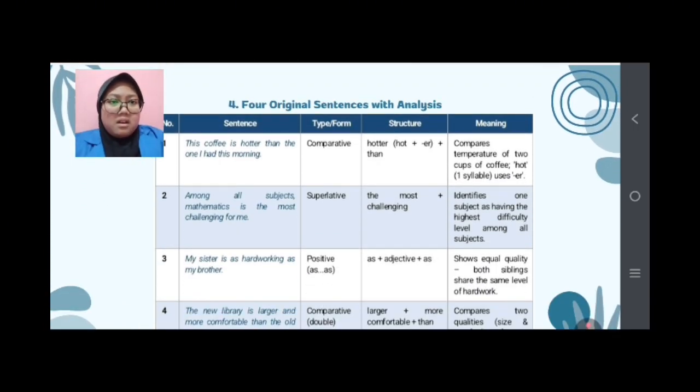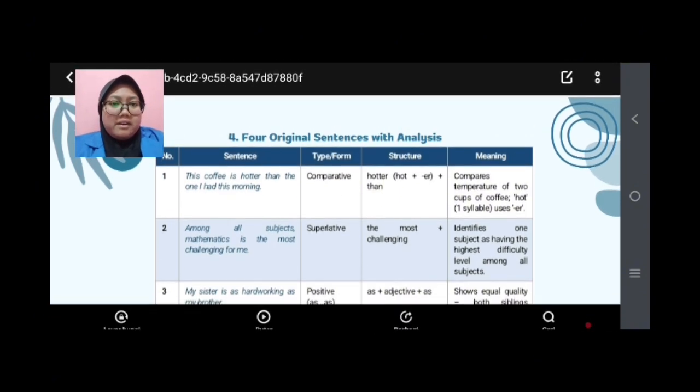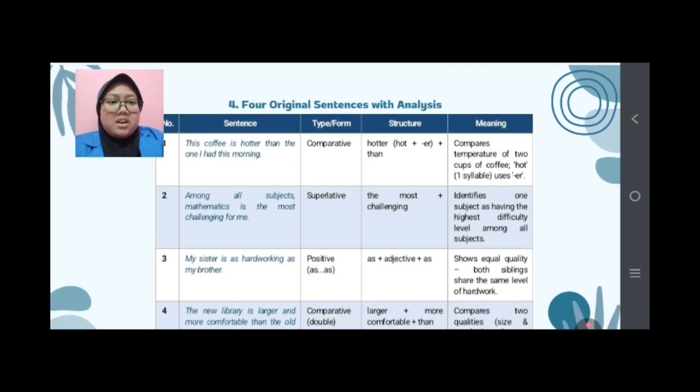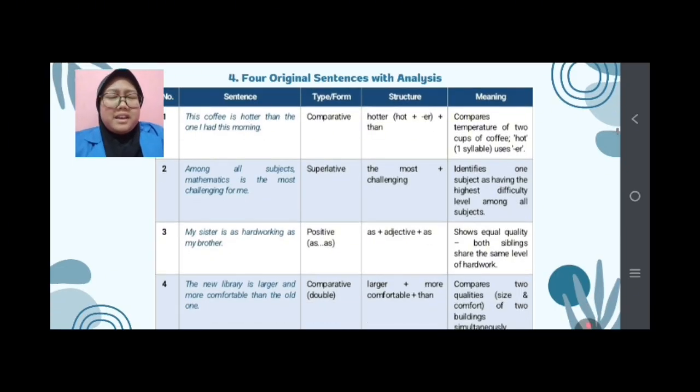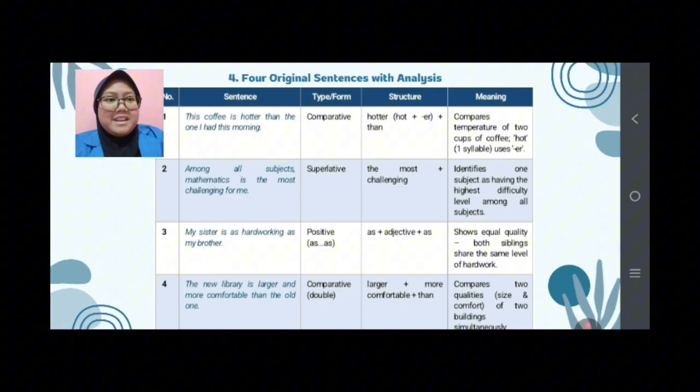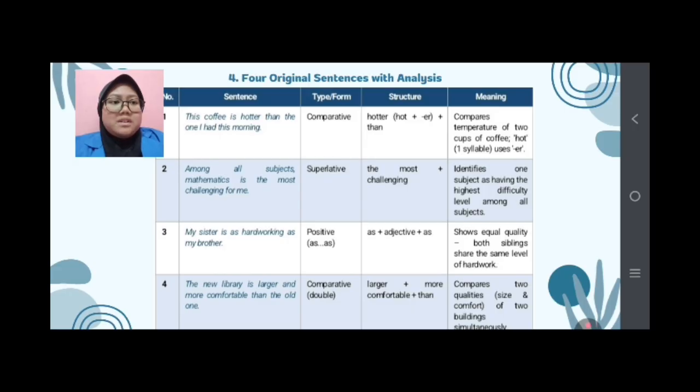4. Original sentence with analysis. Sentence 1. This coffee is hotter than the one I had this morning. The type of form is comparative. Structure: hotter, hot plus er plus than. Meaning: compares the temperature of two cups of coffee.